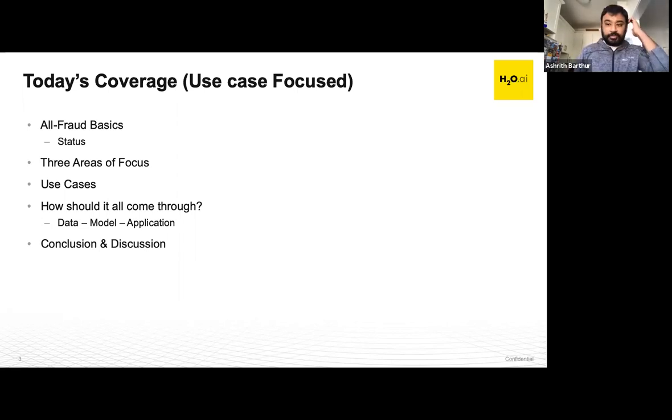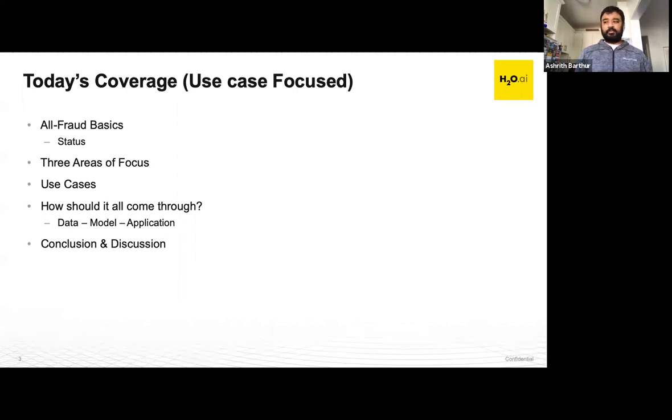We'll also talk about some use cases, specifically two specific use cases where we've done really well in terms of fraud. How does all of this actually come through? What do you need from an end-to-end perspective about how fraud needs to be handled, how the systems need to be designed, and so on is something that I'll go through.